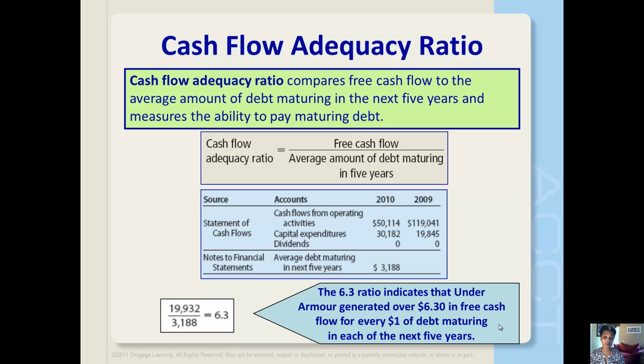And so now we've covered the statement of cash flows from the operating activities section with both the direct and indirect method of calculating that type of cash flow, the investing section, the financing section, and then the analysis.